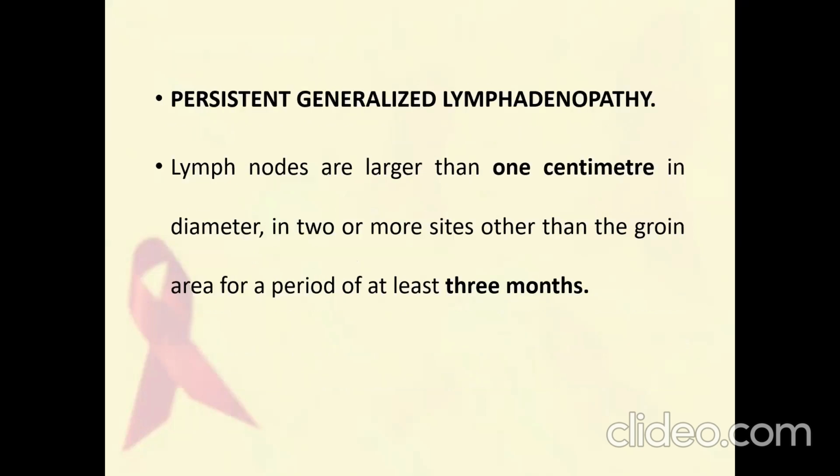Persistent generalized lymphadenopathy. The lymph nodes are larger than 1 centimeter in diameter in 2 or more sites other than the groin area for a period of at least 3 months. So lymph nodes larger than 1 centimeter in diameter, present in 2 or more sites other than the groin area, for a period of at least 3 months.